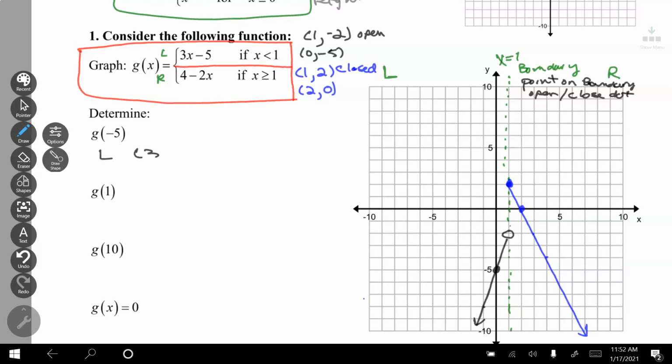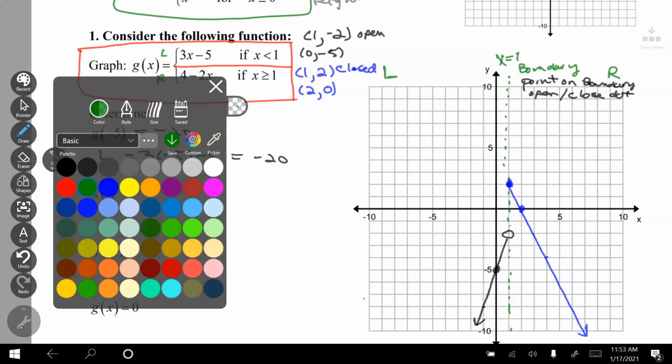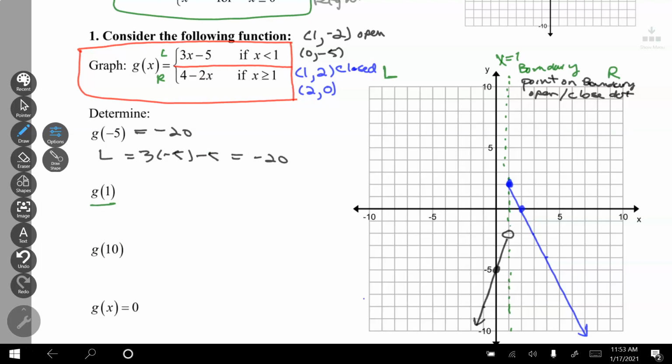So I do 3 times -5 minus 5 is equal to -20. So this is -20. Now when I use 1, it is right on the boundary, but which piece uses the x equals 1, the left piece or the right piece? Well, this has to be the right piece. So I have to do 4 minus 2 times 1, and I get 2 as a result.